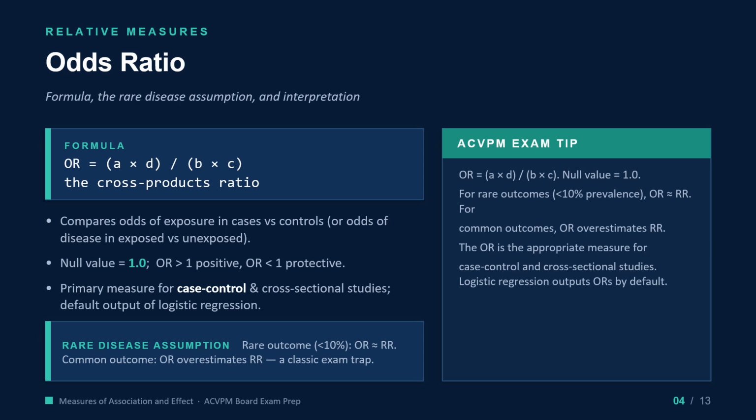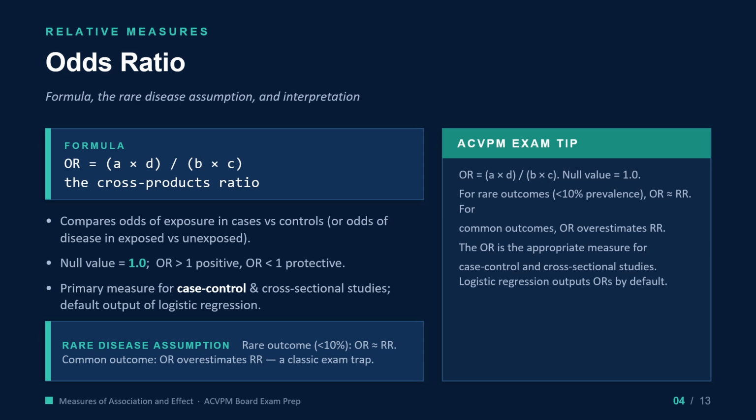It's also the default output of logistic regression, making it ubiquitous in published veterinary literature. It applies equally to cross-sectional studies, where it's sometimes called the prevalence odds ratio. Here's the subtlety the exam loves: the rare disease assumption.